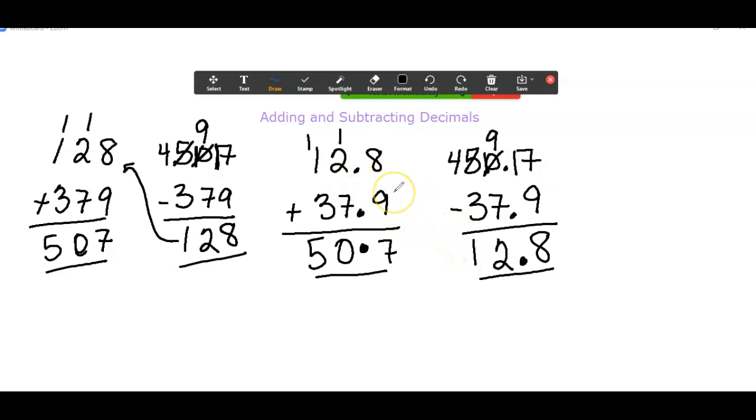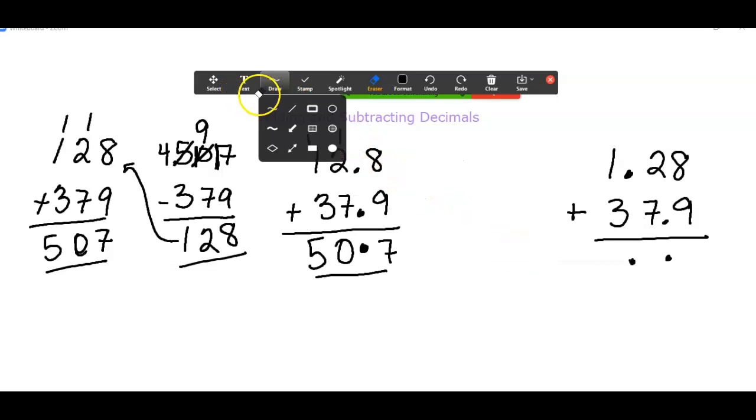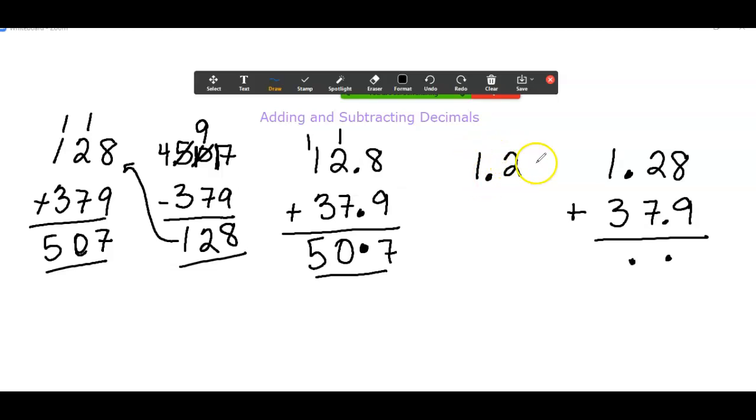Let's say instead of 12 and 8 tenths, this was 1 and 28 hundredths, and this is still 37 and 9 tenths. And I want to add those together. Well, if I try to do that, I'm left with 2 decimals, and that is impossible. I cannot have 2 decimals. So I need to rewrite those addends with the decimals lined up.